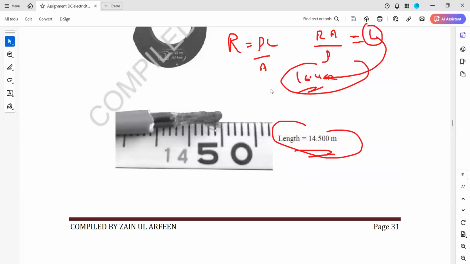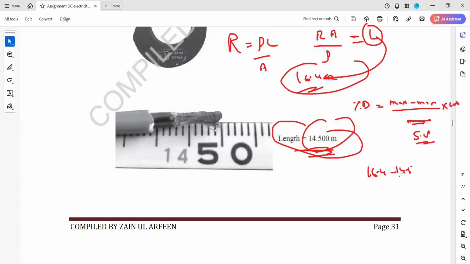So is it an accurate method of measuring length? We can compare the percentage difference. Percentage difference is maximum minus minimum divided by mean into 100. If your percentage difference is more than 10%, it means that's not an accurate value. Or if you have the standard value, its standard value is 14.5. So instead of the mean, we'll substitute the standard value because actually it is 14.5. So it will be 16.4 minus 14.5 divided by 14.5 into 100.